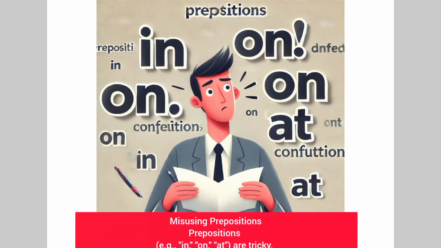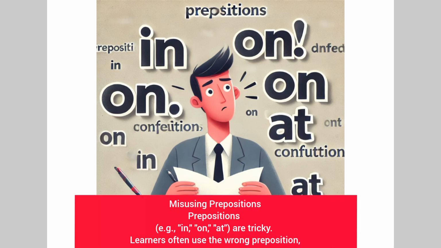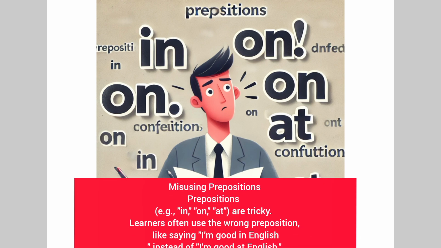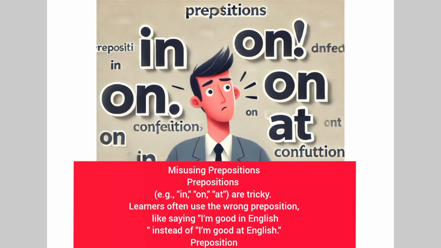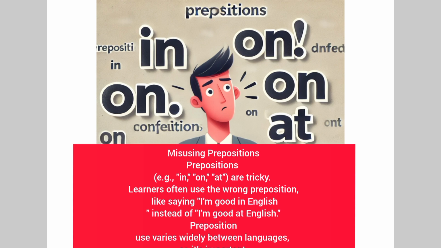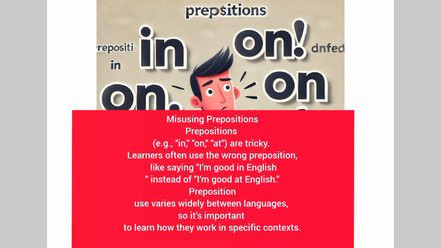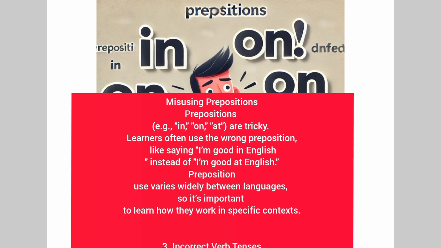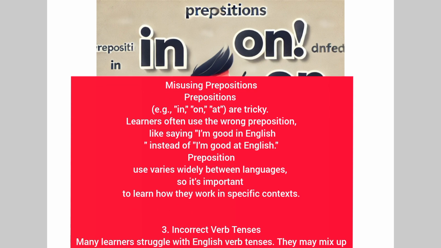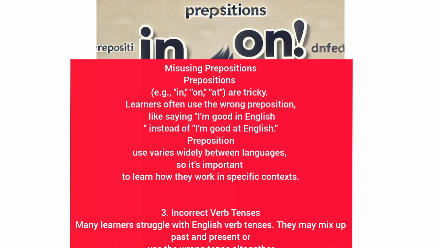Number three, misusing prepositions. Prepositions, for example, in, on, at, are tricky. Learners often use the wrong preposition, like saying, I'm good in English, instead of, I'm good at English. Preposition use varies widely between languages, so it's important to learn how they work in specific contexts.